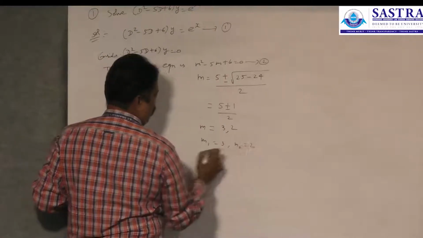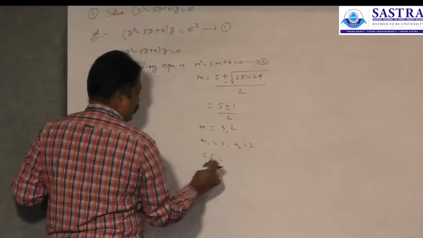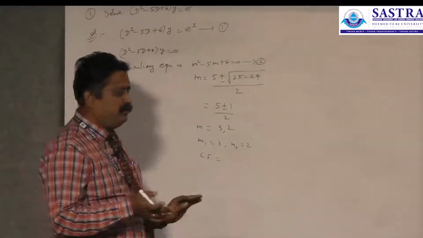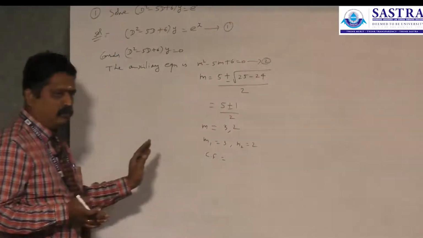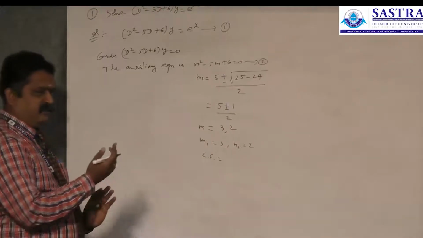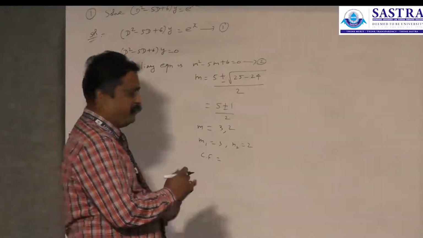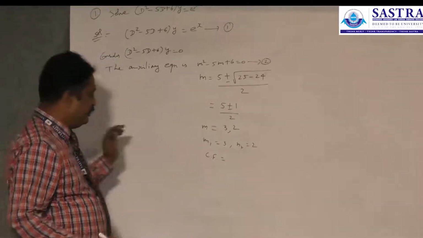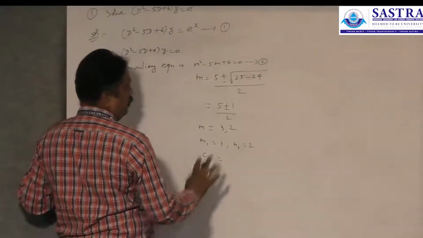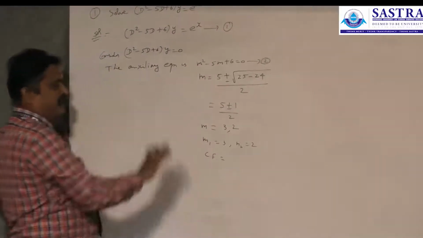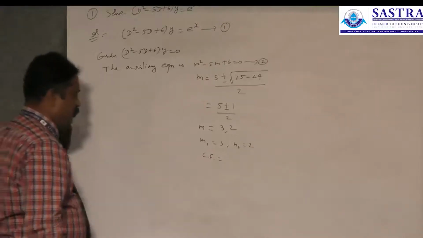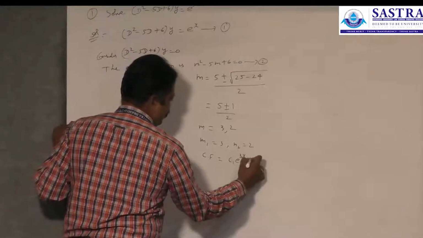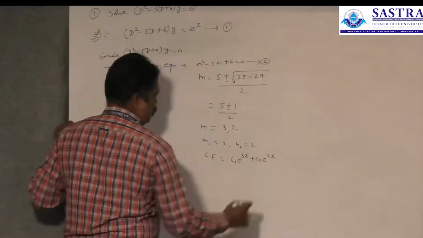For the complementary function, you have to be very careful. Here we should not write y. In the first set of problems, the right hand side happened to be 0, therefore the particular integral is 0, that's why we wrote y instead of CF. But here we should write only the complementary function, because it is not the final solution. The right hand side is not equal to 0, so the particular integral is not 0. Therefore, CF is equal to C1 e to the power 3x plus C2 e to the power 2x. Let it be equation number 3.